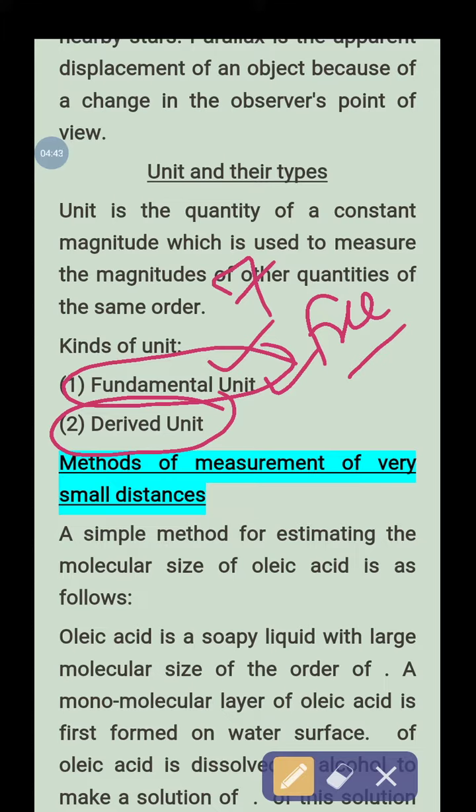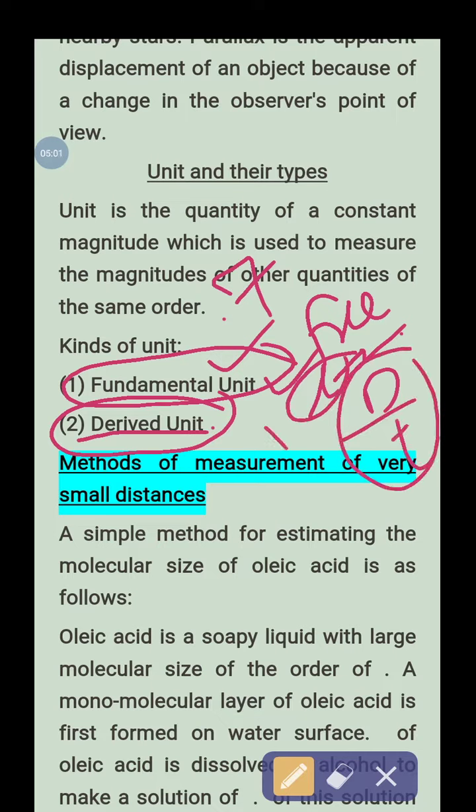The second one is the derived unit. A derived unit is generally obtained from the fundamental units. It means if the fundamental units are length, denoted by d, distance, and time, then distance upon time gives velocity or speed. Then speed is the derived unit, and the fundamental units are distance and time. Okay.